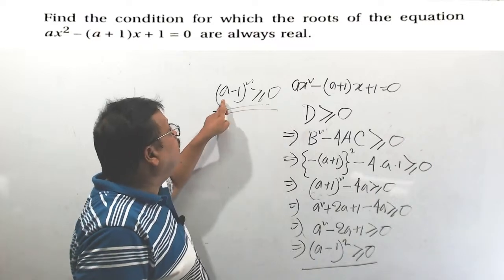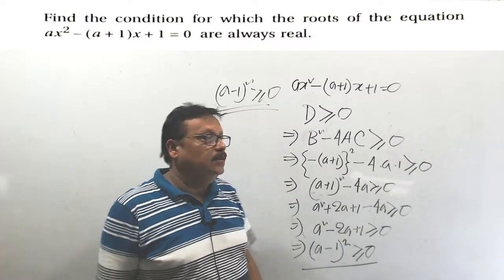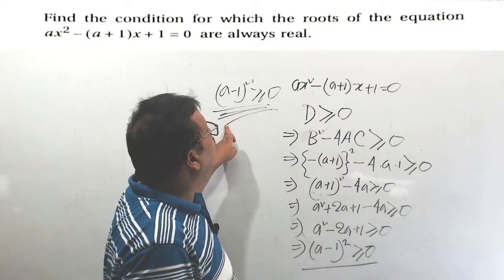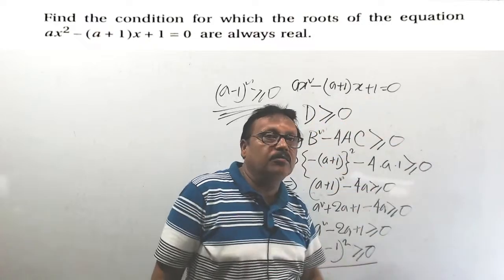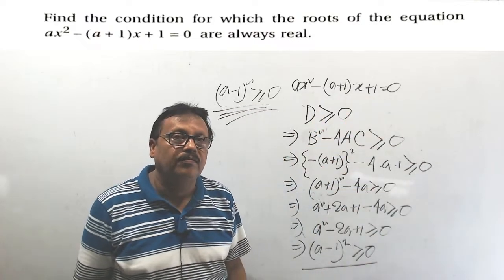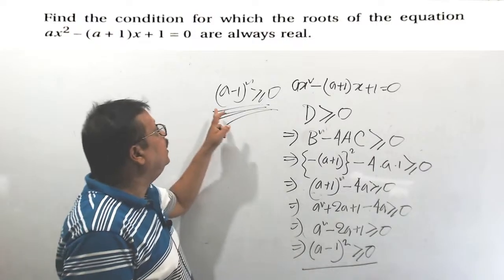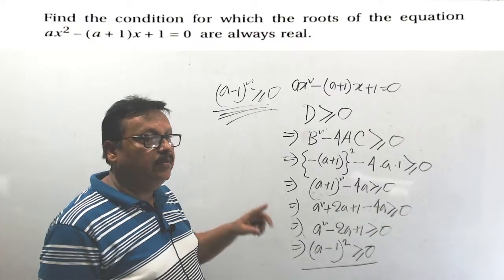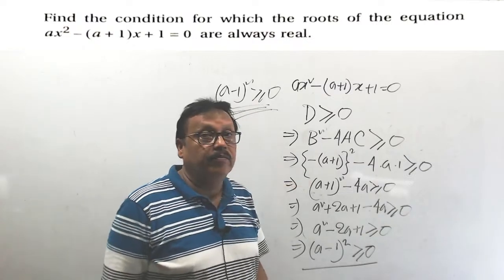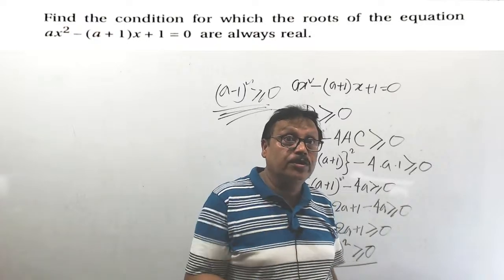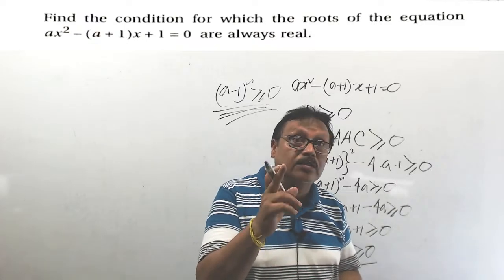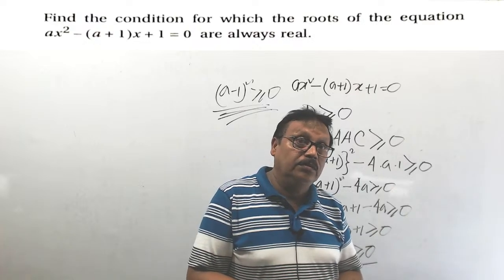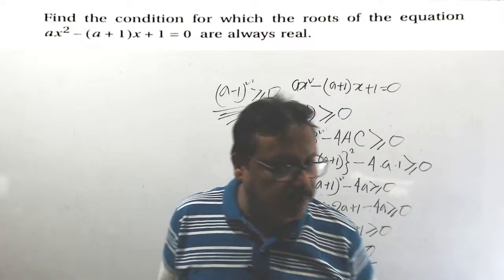That means for all real values of a, the condition follows. So the equation will have real roots for all real values of a. What will be the answer? The answer will be for all real values of a. Understood? Very important concept. Tricky question. In 1 mark or 2 marks MCQ, it can come. Understood? That is the concept behind it.